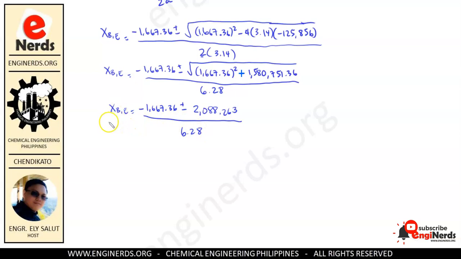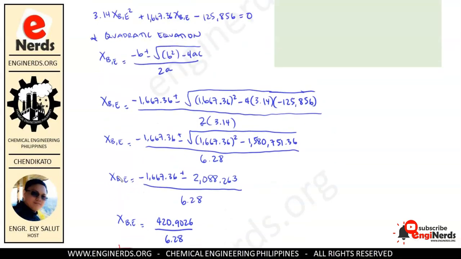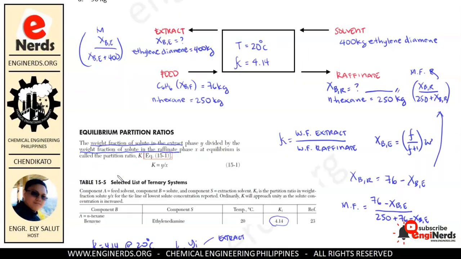So the value of our x will not be negative. So we will be using itong plus natin dito. So therefore, XBE is equal to 420.9026 over 6.28. So our XBE is equal to 67 kilogram. Okay, so this is our final answer for this question. So 67 kilogram, no? Tignan natin sa mga choices natin at makikita natin ang sagot.